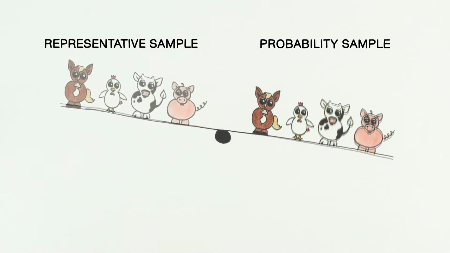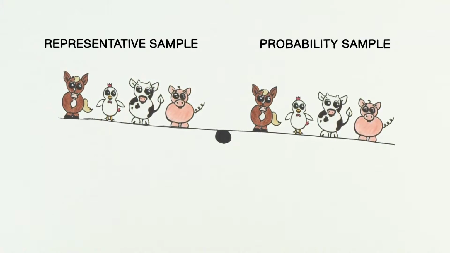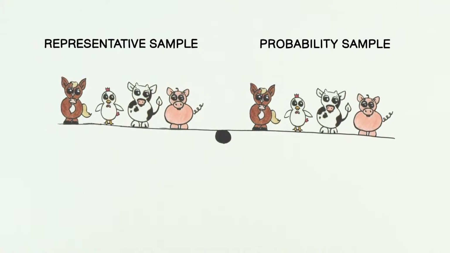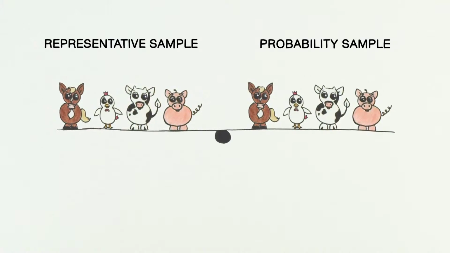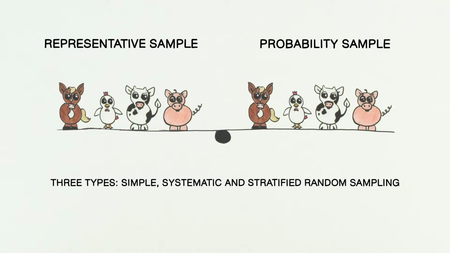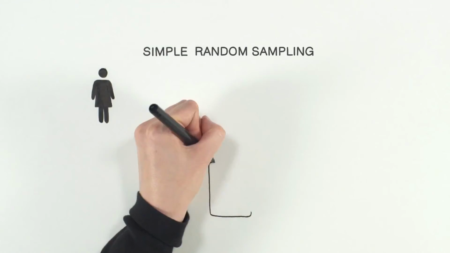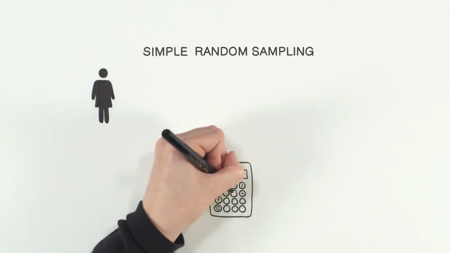Probability sampling addresses these limitations by employing the use of a random process. This helps ensure that any sample taken from the population will be representative of the population under investigation. There are simple, systematic, and stratified forms of random sampling. Simple random sampling is a process where all members of the population have an equal chance of being selected.